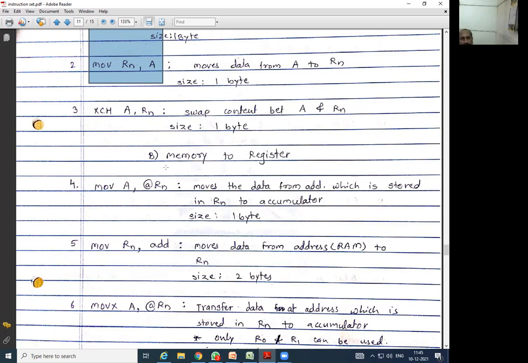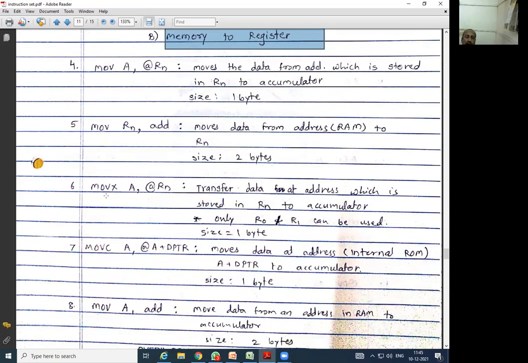पुढची सब कॅटेगरी आहे मेमरी टू रजिस्टर. That is data transfer from memory to register. Here the instruction is MOV A, @Rn, and opposite to that, MOV Rn, address. It is not exactly the replica, but it depends on the different addressing modes. 5 addressing modes आपण बघितलेले आहेत. मग त्यानुसार ही इन्स्ट्रक्शन प्रत्येक कॅटेगरी मध्ये वेगवेगळ्या प्रकारे लिहिली जाते.